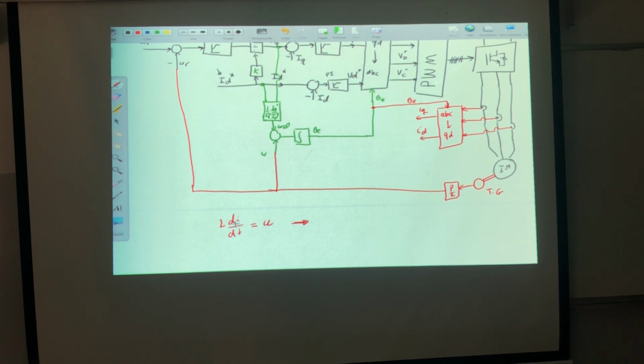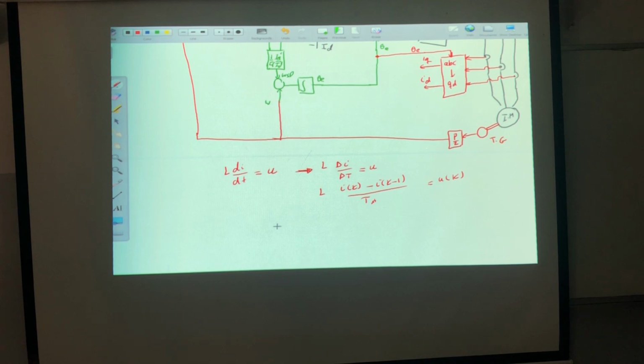So, one said that I will use the backward difference. Do you know the backward difference? Simply this will be L delta I over delta T equal to U. Correct? So this will be L times I of K minus I of K minus 1 over Ts, the sampling time, equal U of K. Let's rearrange this equation. In this case, you will have 1 over L times U of K multiplied by Ts, plus I of K minus 1 is equal to I of K, correct? Now, at K equal to 0, what do you have?